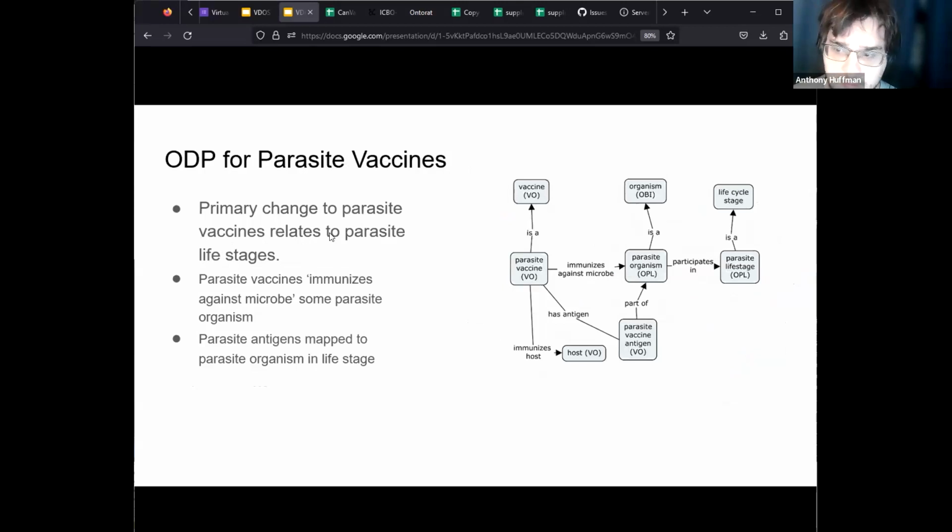Fortunately, the change for this was relatively simple. The general pattern is that when we go to immunizes against microbial organism, we specify the specific parasite organism instead of the organism. In this concept of parasite organism, we're saying that the organism participates in a specific parasite life stage, such as the sporozoite, the ookinete, or something similar. By doing this, and by listing the actual vaccine antigen for when it persists in that life stage, we're able to cover this more limited window of opportunity for the vaccine to be effective.